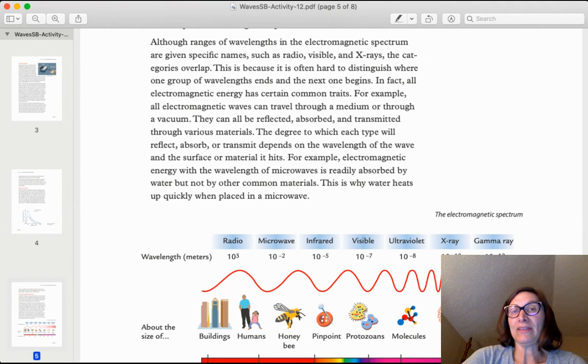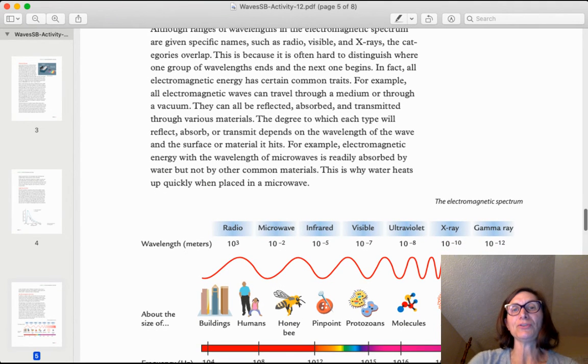Although ranges of wavelength in the electromagnetic spectrum are given specific names such as radio, visible, X-rays, the categories overlap. This is because it is often hard to distinguish where one group of wavelengths ends and the next one begins. This is a fluid spectrum. In fact, all electromagnetic energy has certain common traits. For example, all electromagnetic waves can travel through a medium or through a vacuum. No medium, no particles. They can all be reflected, absorbed, and transmitted through various materials.